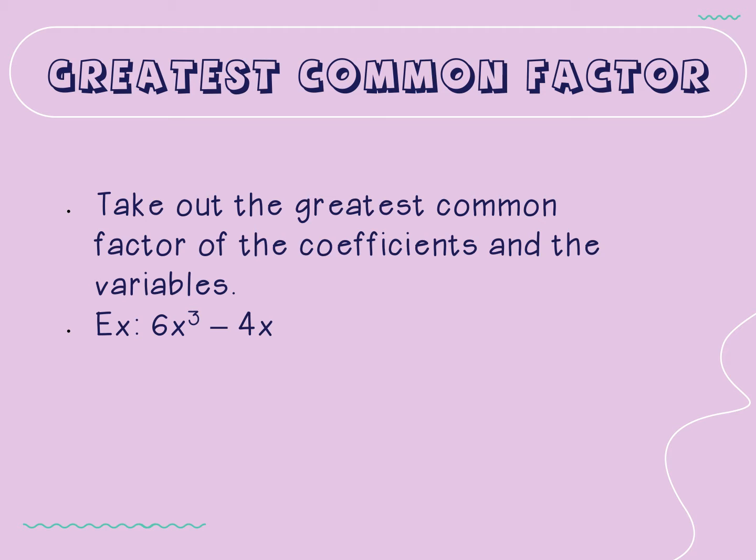So what I like to do, and maybe you can do this at the beginning, is I like to write the greatest common factor underneath each of my terms. Now you don't have to show this, but it gives me a visual so I can see what I'm dividing by. So then what I'm going to do is take that GCF, I'm going to write it outside of my parentheses, and then on the inside of the parentheses is going to be the answer that you get after you divide each term. So I'm going to divide 6x cubed by 2x, and that's going to give me 3x squared.